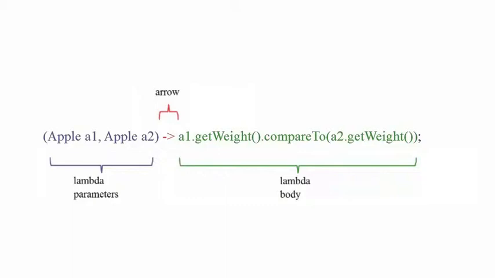Every lambda expression is composed of three parts: parameters, an arrow, and a body. In this case, the body of the lambda compares two apples using their weights. This expression has two parameters of type Apple, and returns an int, the comparison of the weight of the two apples. Now let's parse the definition a little more.